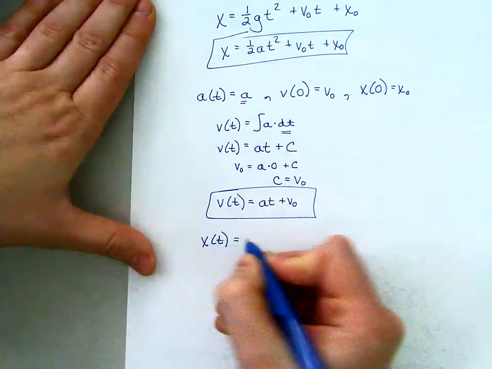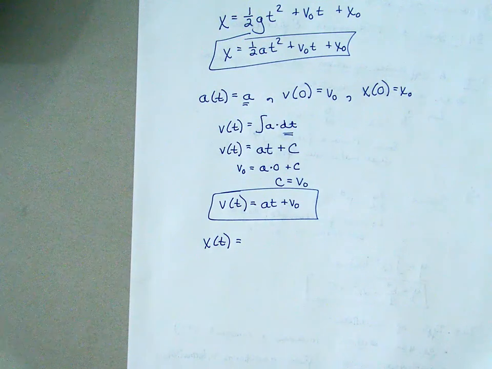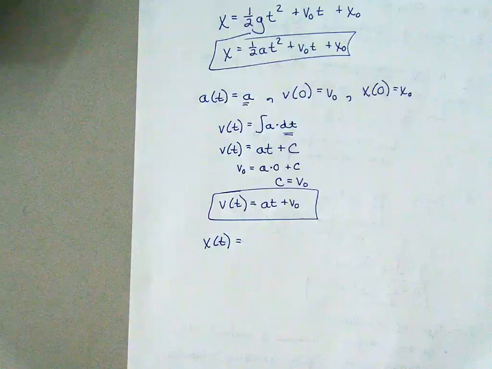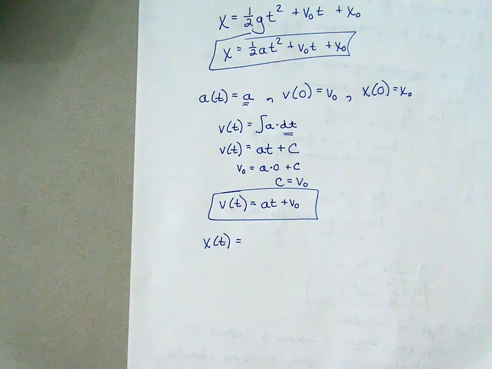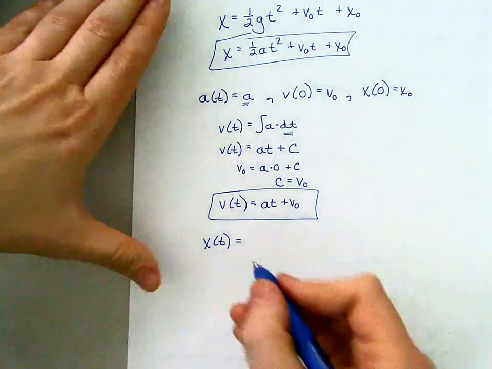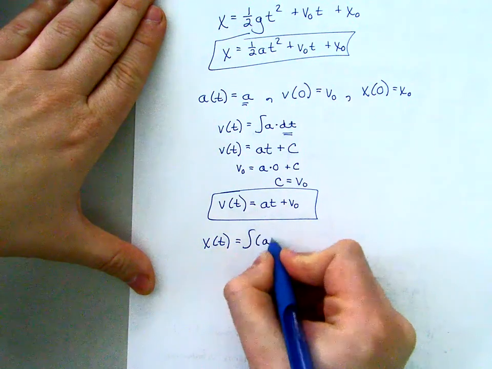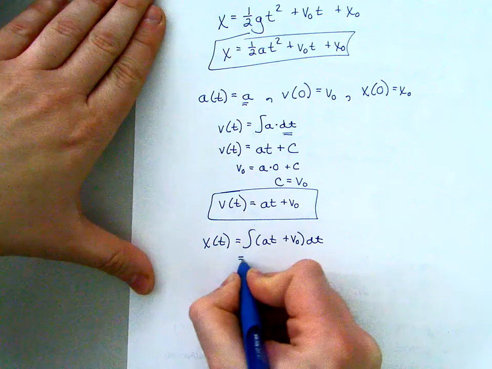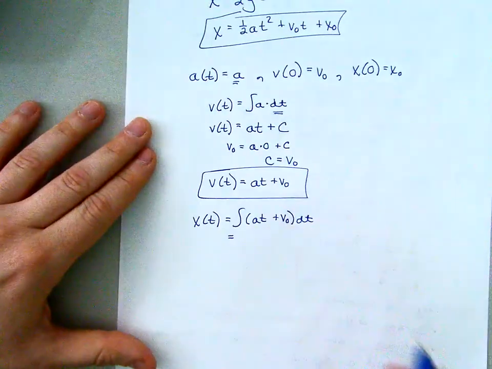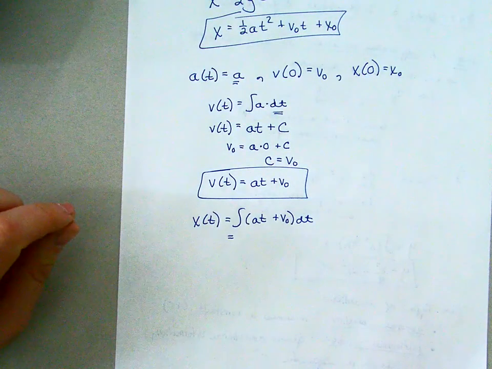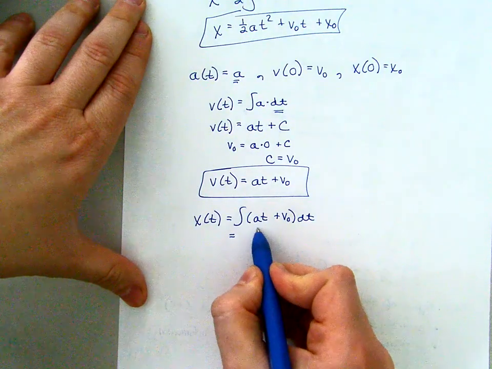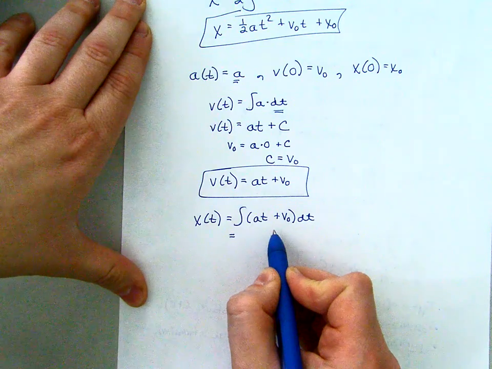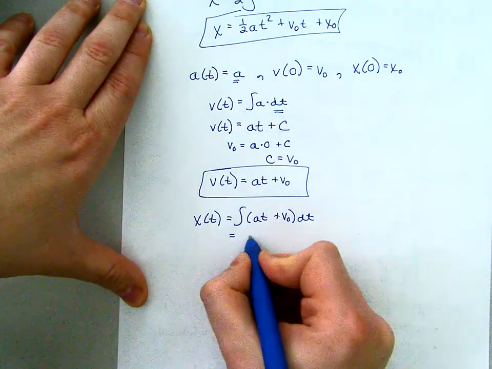So x of t. Physics comes from calculus. Calculus was basically invented to create those physics rules. And all this stuff is based on the acceleration's a constant, so we can integrate it to get a position formula. So here we go. T is our variable. If we integrate A, which is a constant, times t, what do you get? AT squared over 2.